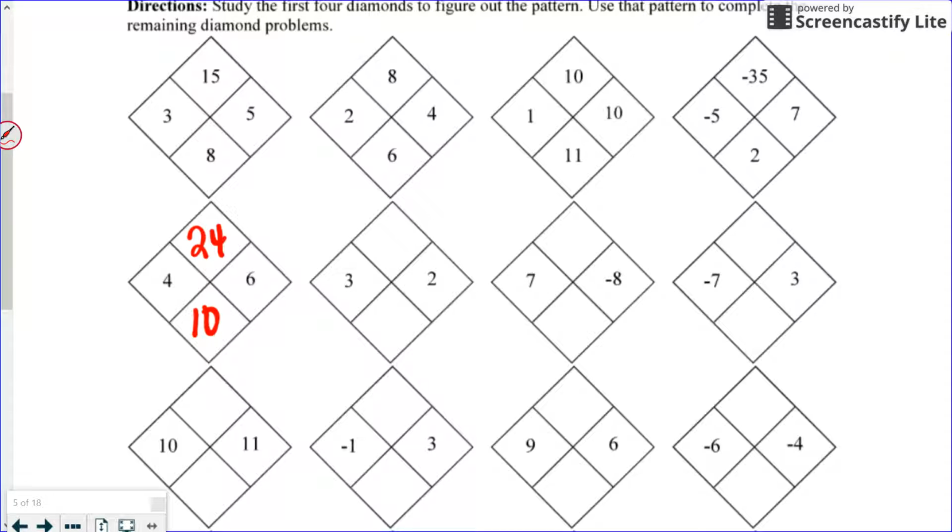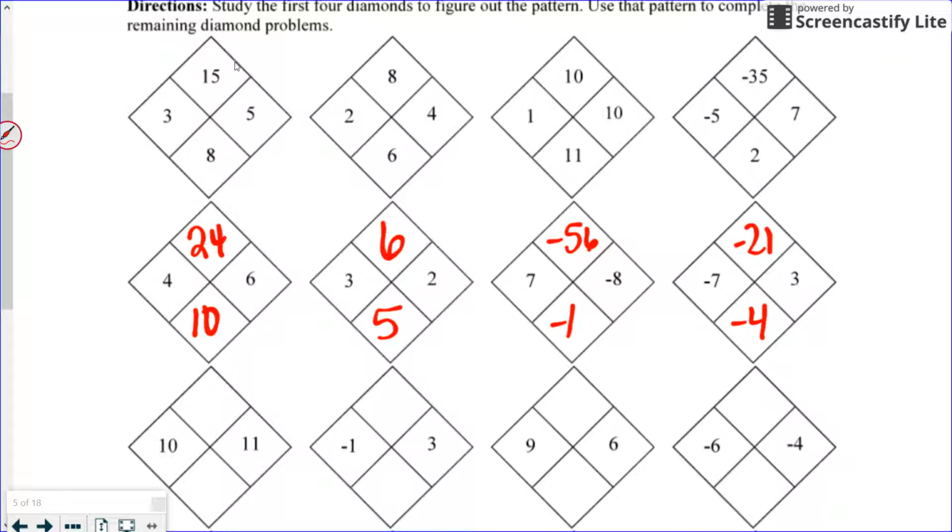3 times 2 is 6. 3 plus 2 is 5. 7 times negative 8 is negative 1. Oh, sorry. 7 times 8 is negative 56. 7 minus 8 is negative 1. Negative 7 times 3 is negative 21. Negative 7 plus 3 is negative 4.